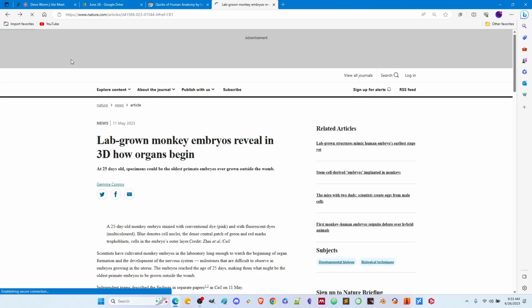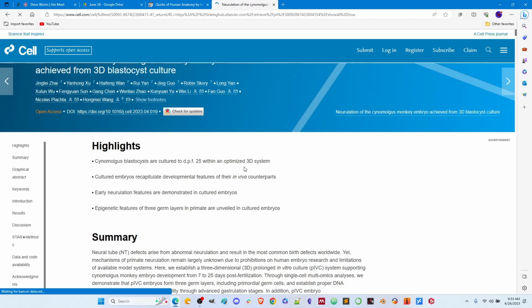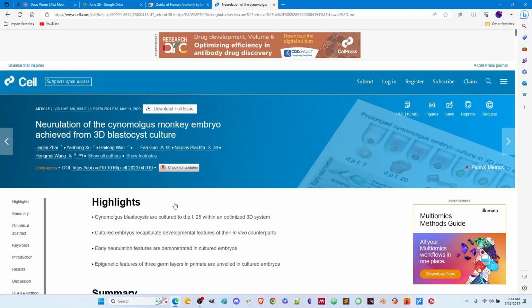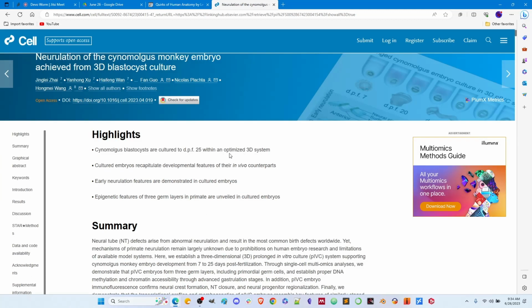So that's this group. And then the second group is Zhai. I assume this is also a Chinese group. So this is neurulation of the cynomolgus monkey embryo achieved from 3D blastocyst culture. So this is a blastocyst culture. This is a bit different. Cynomolgus blastocysts are cultured to 25 days post-fertilization within an optimized 3D system. Cultured embryos recapitulate developmental features of their in vivo counterparts.